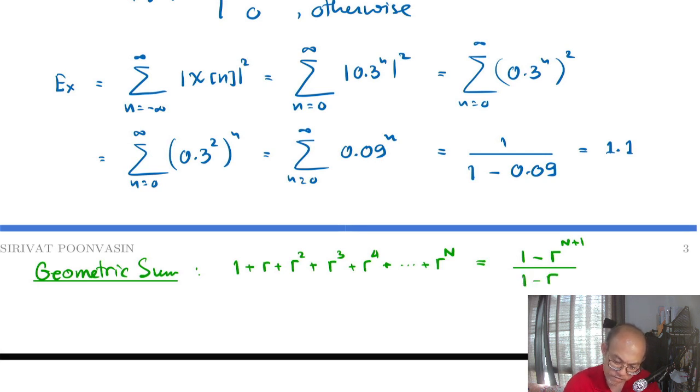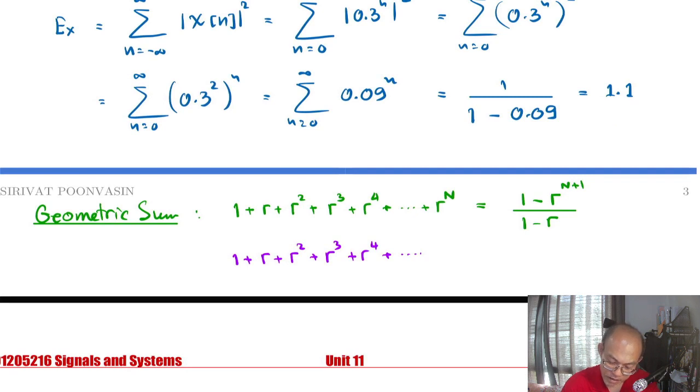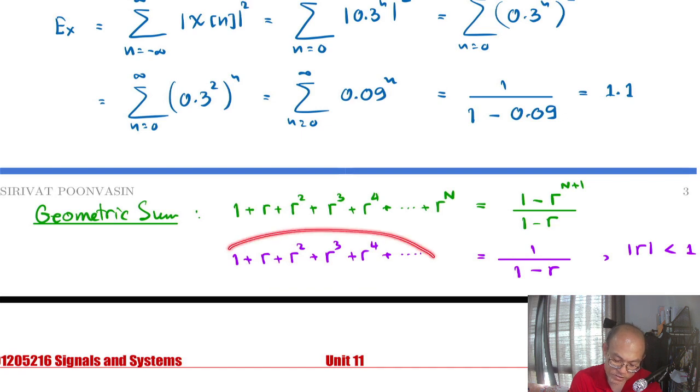On the other hand, if I add 1 plus r squared plus r cubed plus r to the fourth and so on indefinitely, the value would have to be equal to 1 over 1 minus r. Now there is a condition for which this is true, and that condition is that the magnitude of r has to be less than 1. If the magnitude of r is not less than 1, then this sum will not converge. But if the magnitude of r is less than 1, then this sum converges to 1 over 1 minus r.